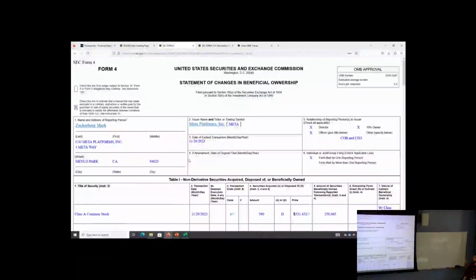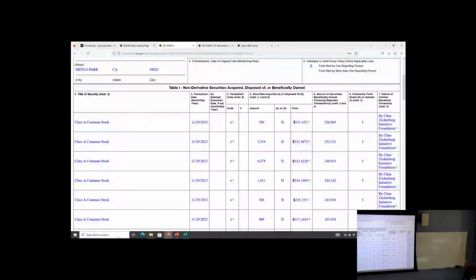All right, next we have the Form 4. When you have a change in beneficial ownership, so you have executives, directors, in this case the chairman of the board and CEO, Mark Zuckerberg, what is he doing? We're looking at what security they're trading in, whether the security was acquired or disposed over in this column, and how much of the securities. So basically what this is saying here is Mark Zuckerberg sold 590 shares of Meta stock at $331. And it looks like it's being sold for cash for one of his foundations.